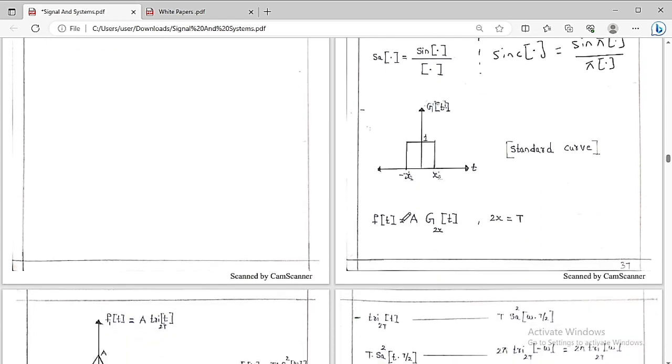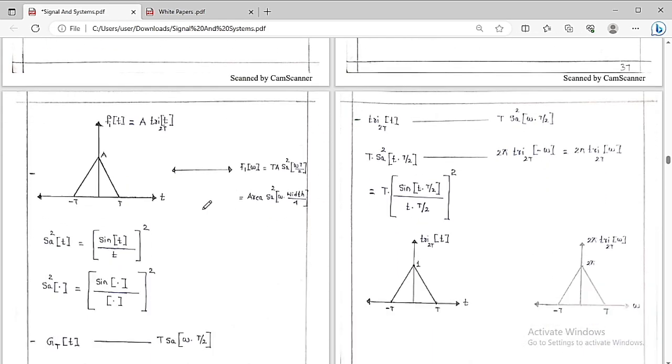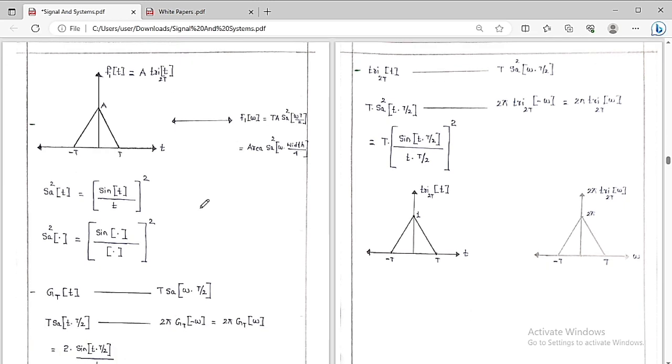So this is what I am trying to tell you. Now let's go for another special signal, which is a triangular signal. So this is the f1 of t I am going to assume. You can see this is a triangular signal.